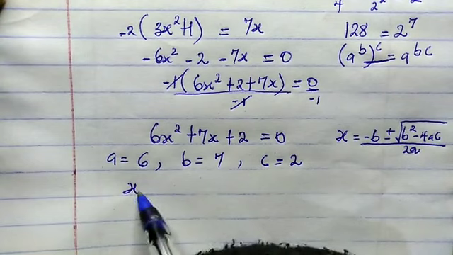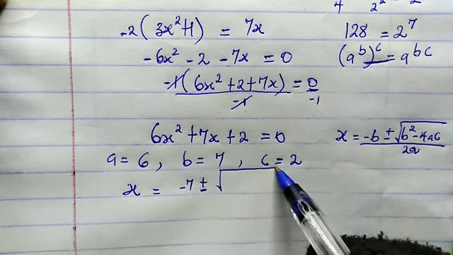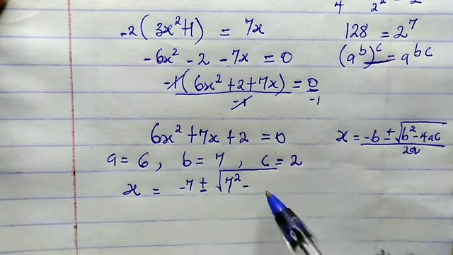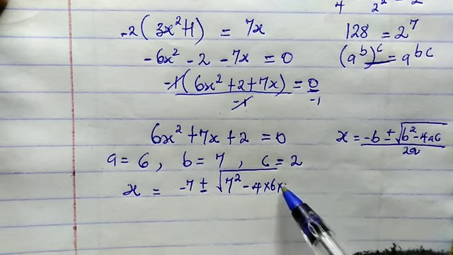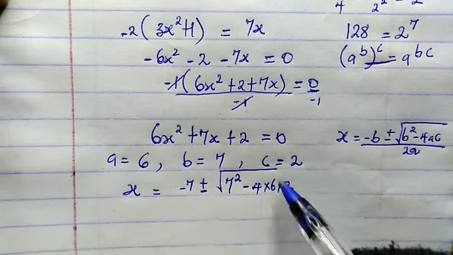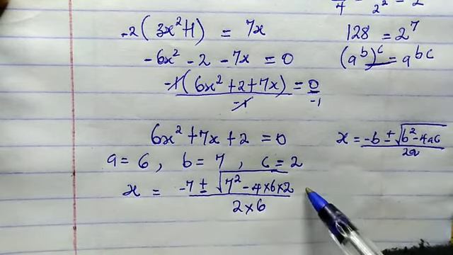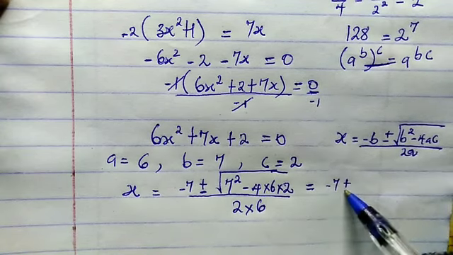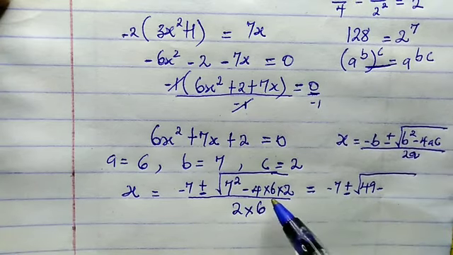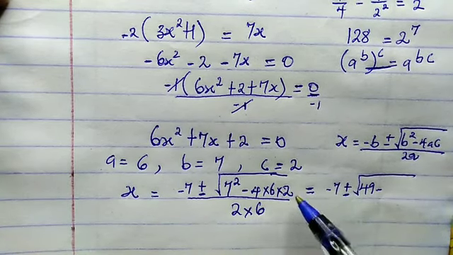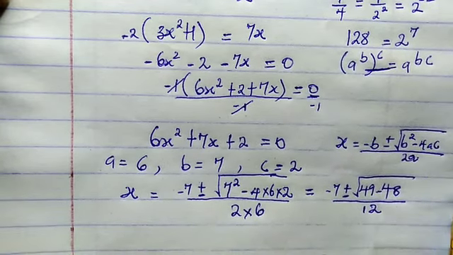So here we have the solution. x is equal to negative b, which is minus 7, plus or minus the square root of b squared, which is 7 squared, minus 4 times a times c, that is 4 times 6 times 2, then all over 2 times a, which is 2 times 6. So this is equal to negative 7 plus or minus the square root of 7 squared, which is 49, minus 4 times 6, which is 24, times 2, that gives us 48, then all over 2 times 6, which gives us 12.